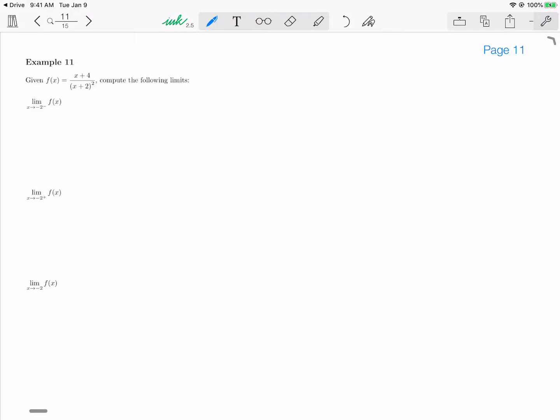Same thing, different function. Now we're going to -2. So you notice the bottom is going to go to 0 and the top will go to 2. So we've got 2 over 0, which is going to indicate some kind of infinity. But now we're working with a quantity squared. So it's x plus 2 squared.